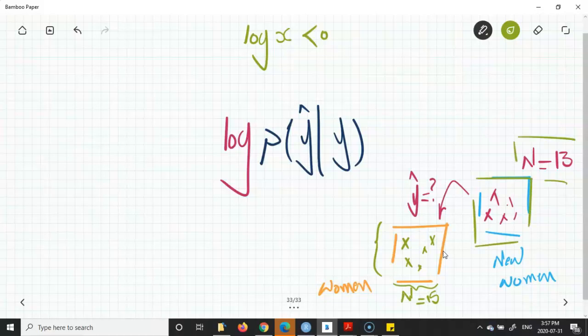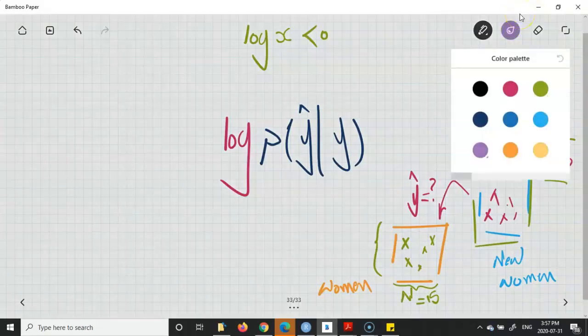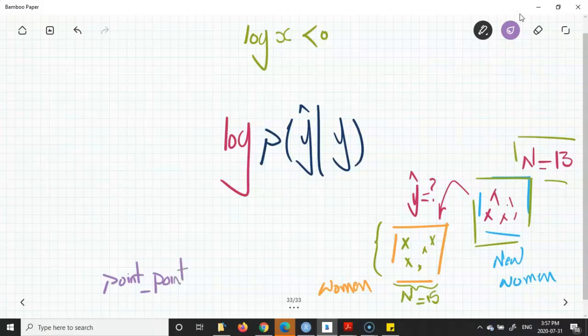Okay, I'm going to go point by point. Look at this terminology which I'm going to use: we say that it's a point-wise prediction. Then for each new woman inside the new women data set, which I index from i equal to 1 to 13, I create this log here for each woman.